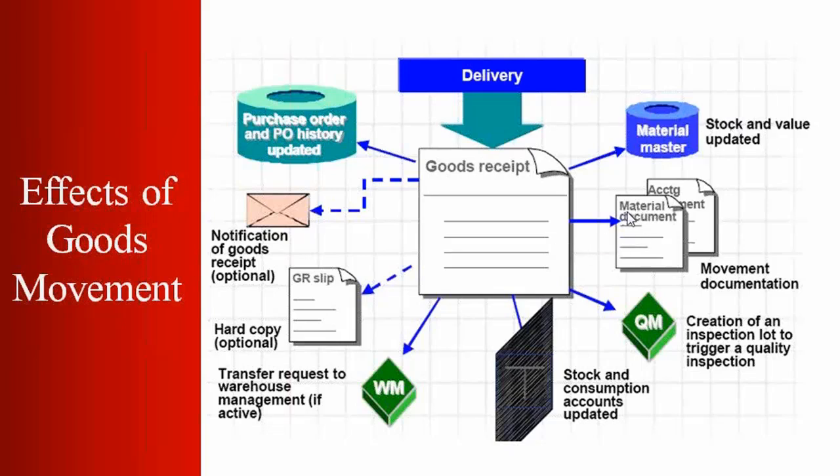A material document will be created, and from the material document, an accounting document will be created. Stock consumption accounts, all the finance accounts will be updated. If your system is connected to warehouse management and quality management, they will be updated as well. The purchase order history will be updated too. I'll show you the purchase order history here.